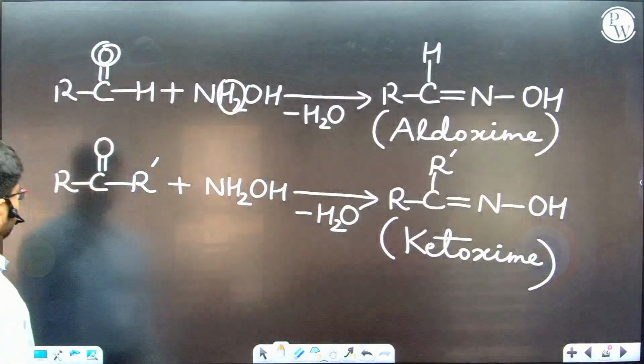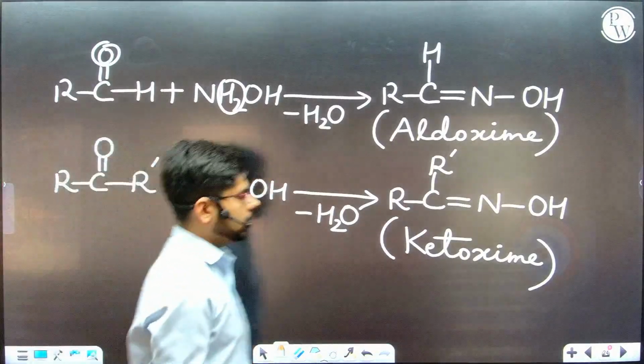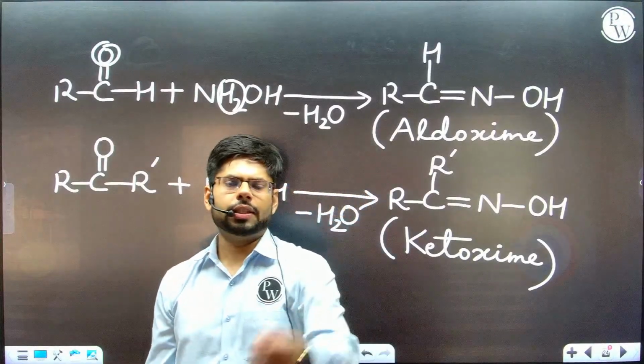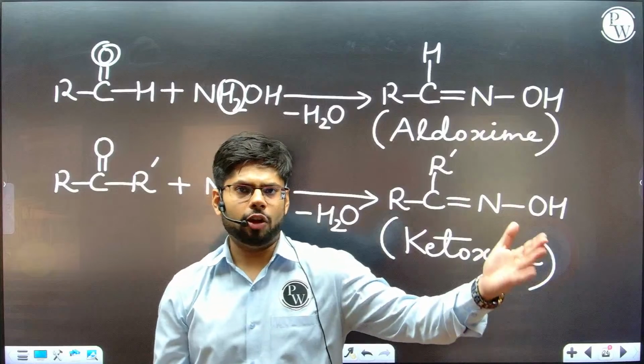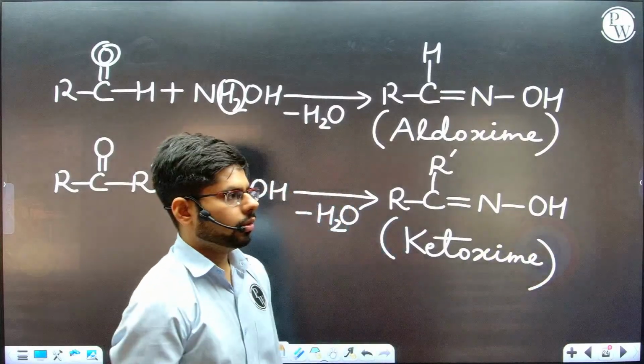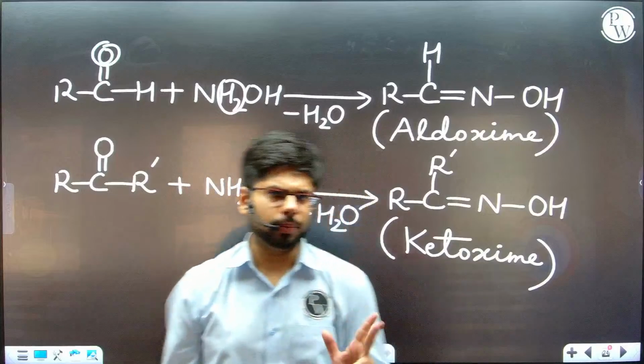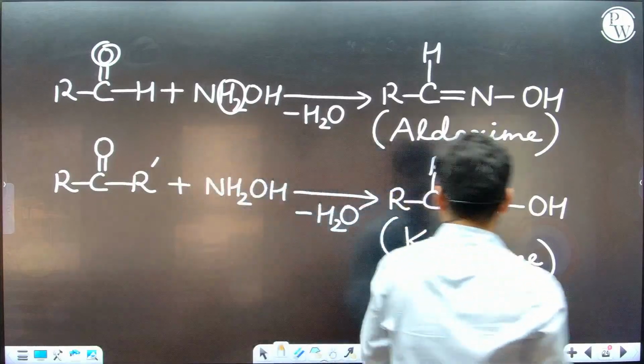So be careful. Sometimes they ask you how many oximes will be formed if this reacts with this, and including stereoisomers, you have to report your answer. So if the demand of the question is such, then you have to count all the stereoisomers. Hence I talked about geometrical isomerism here.